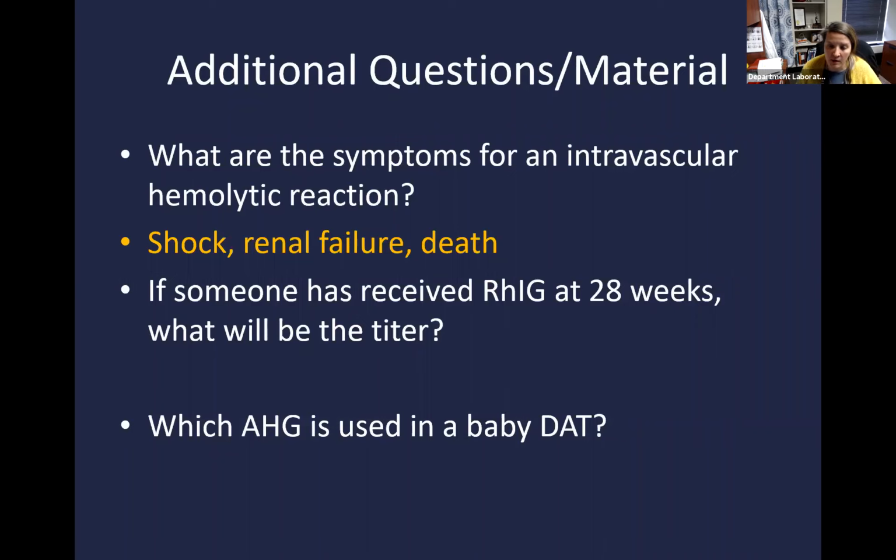So when we study moms and babies, moms who are Rh negative are given an antenatal dose of RhoGAM at 28 weeks. That is considered passive anti-D. So in blood bank, we have to differentiate passive anti-D from true anti-D. And one way we do that is through titering.